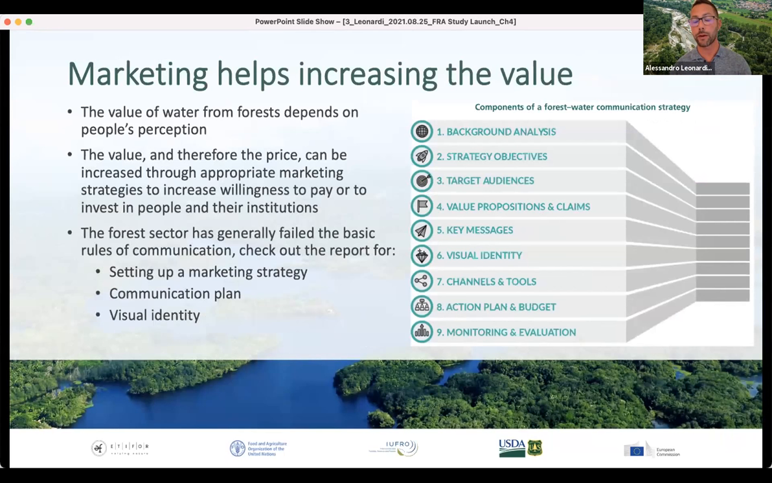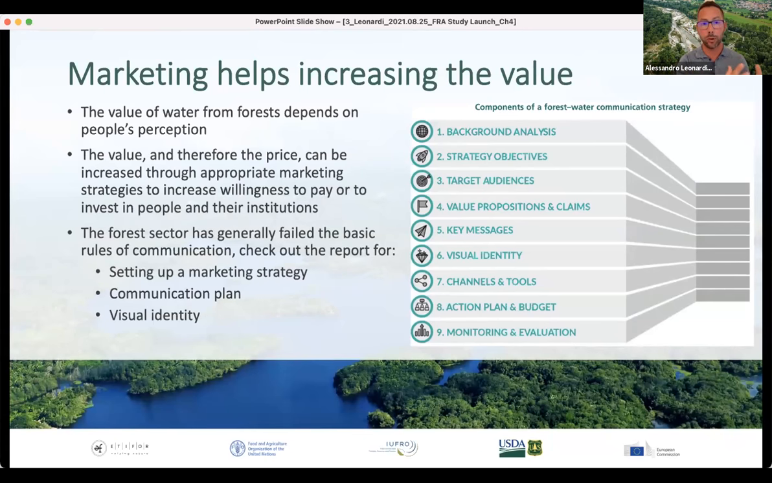Finally, we want to conclude with a chapter that is focusing on something, let's say, innovative for this kind of project or schemes, because we conclude by saying that we need to use marketing, communication, and branding in order to increase the value of forests. We see that many times forests are not valued for the real benefits that they provide to us. And we think, and usually in economics it works like this, that the value of water from forests depends on people's perception. So we need to increase people's perception because the value and therefore the price can be increased through an appropriate marketing strategy to increase willingness to pay or to invest in people and their institutions.